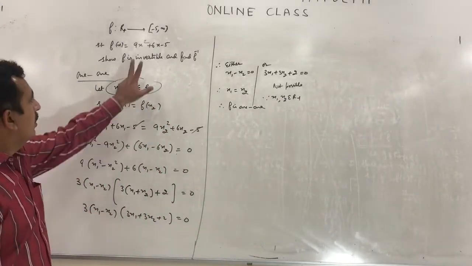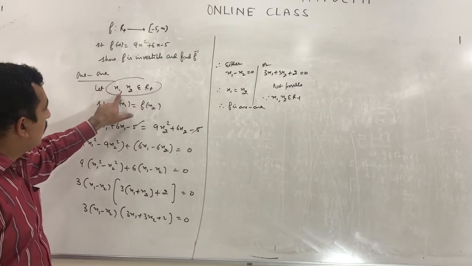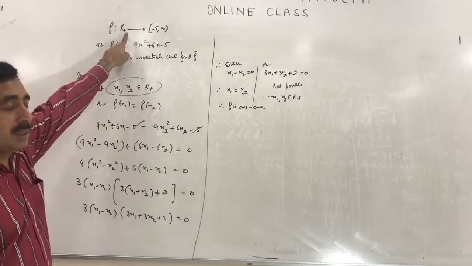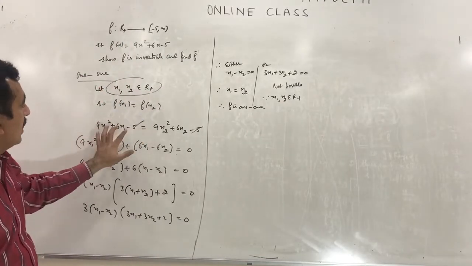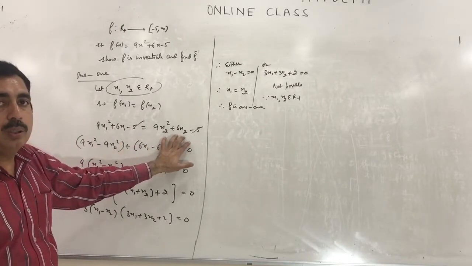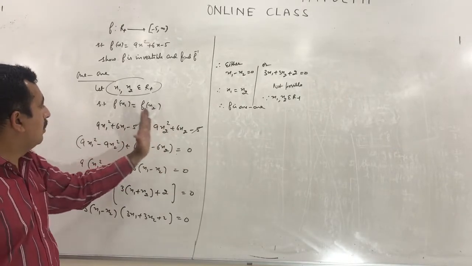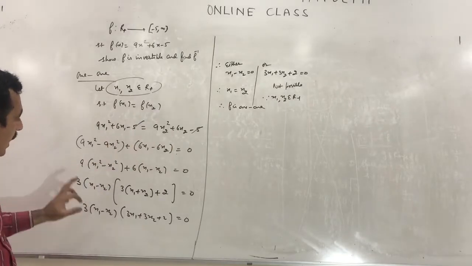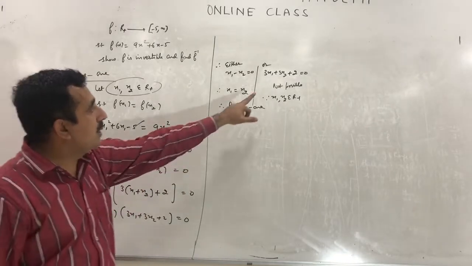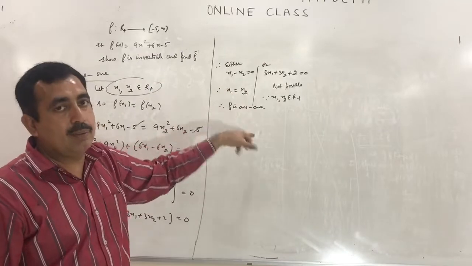It is a quadratic. Start: x1, x2 belong to R plus such that f(x1) = f(x2). This is f(x1), this is f(x2). Square combine with square, singleton combine with singleton. Take common, either this equals 0 or this equals 0. This is not possible, only one possibility, and therefore one-one.